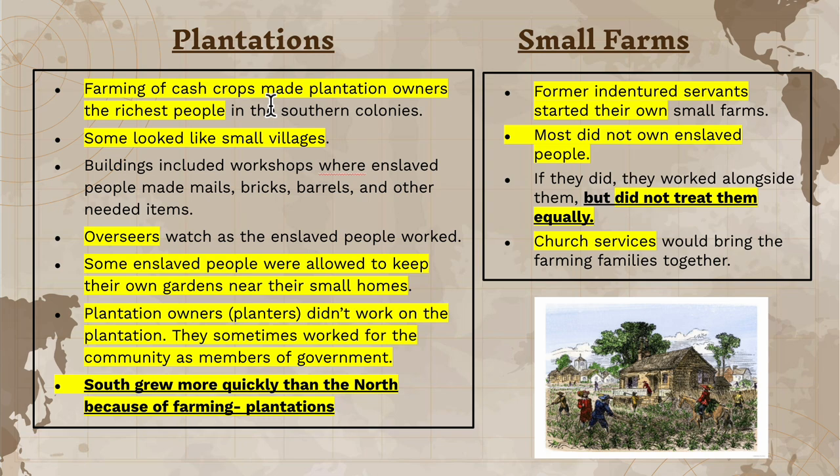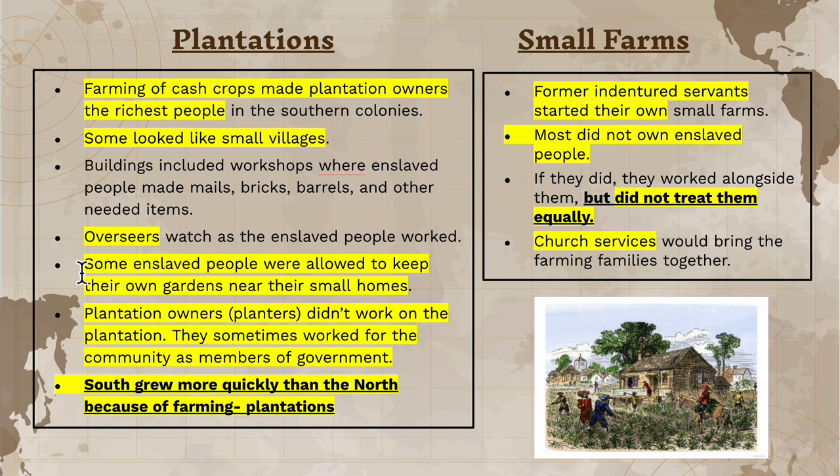So if you ever see a movie during that time period or look at pictures like the one down here below, the overseer is generally the person who is on the horse or who is walking through the fields and making sure that the enslaved people are doing what they are supposed to do. So the overseers would also sometimes live on the plantations as well.